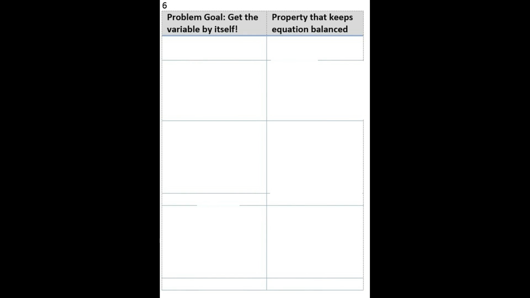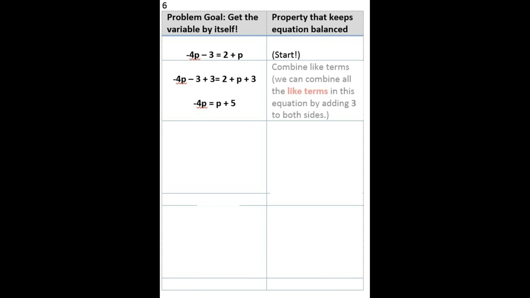This is number 6. And we are going to get that variable by itself. And we have negative 4p minus 3 equals 2 plus p. So the first thing we're going to do is move our constants over to one side. And what I'm going to do here is get rid of that 3 on the left-hand side and move it to our right-hand side. Negative 4p minus 3 plus 3 equals 2 plus p plus 3. What we get is negative 4 times p equals p plus 5.